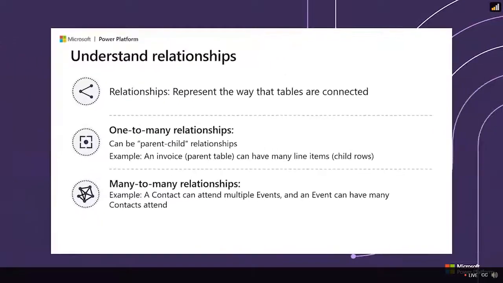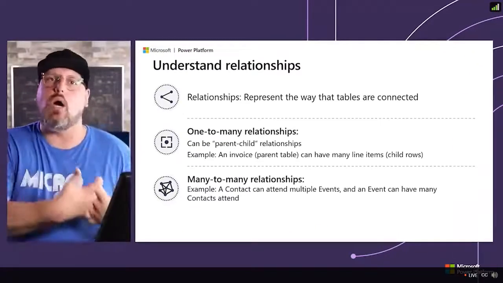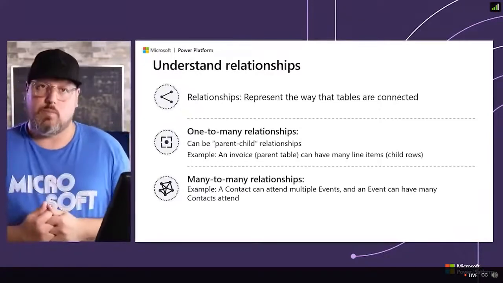So those relationships will represent the way that tables are connected to one another. So a parent and a child are a very good, simple definition of many relationships. So you have an invoice that can be the parent table, and then each line item of that invoice will be a child item. It can be the same thing with an account and a contact, or a project and tasks. All of those things are one-to-many relationships.